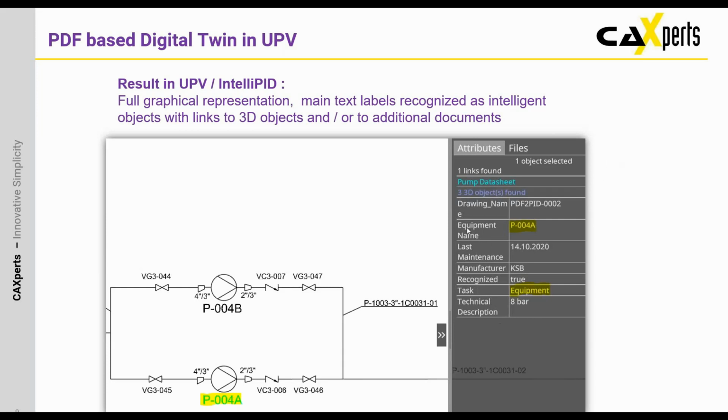So in my case, you have the name, the task, and of course the drawing, which come from the adapter. And in addition, maintenance date, manufacturer, technical description were added using this external Excel file, which was included in the builder when the package was created. In addition, we have the link to the 3D side, which comes from the builder, and we have this pump datasheet entry here, which was added by using the link file when we started UPV.